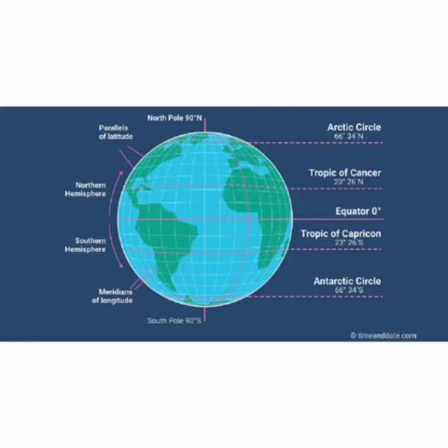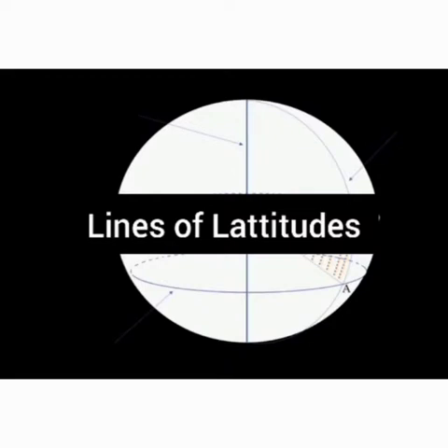Latitudes run from east to west and latitudes form complete circles except at the two poles, which are points. Latitudes are parallel lines. The distance between them always remains equal. Latitudes decrease in length from the equator towards the poles.